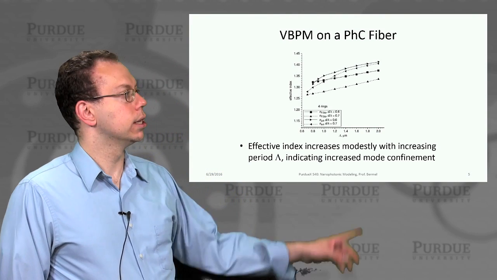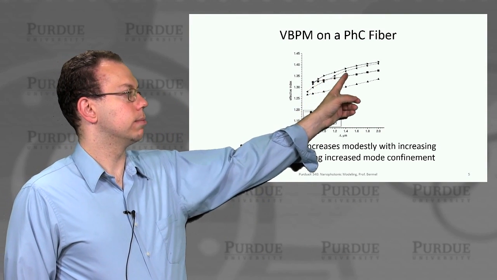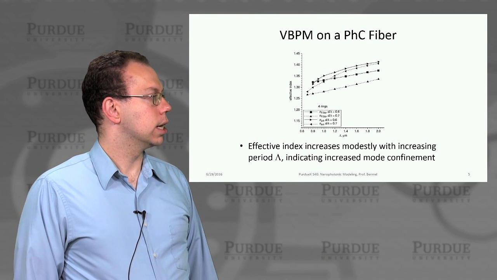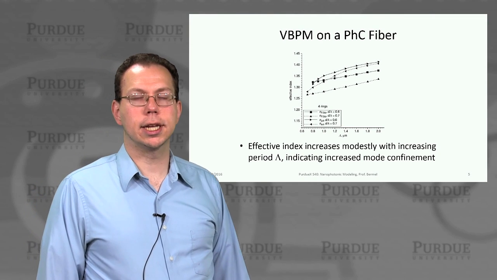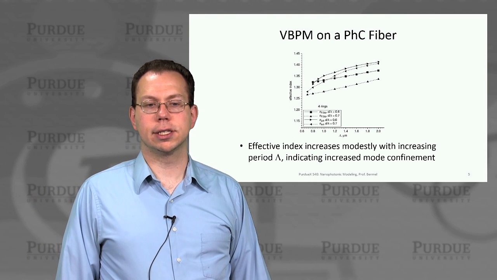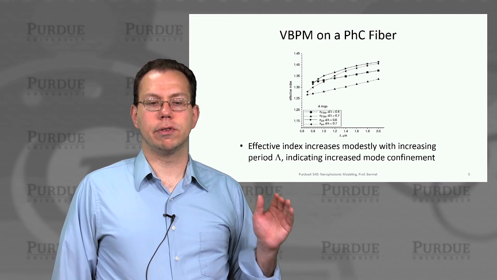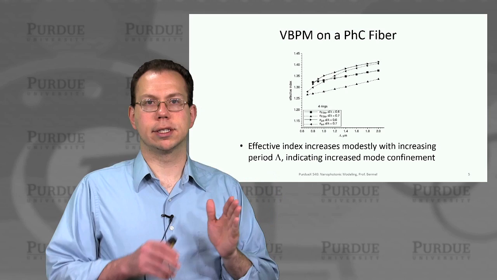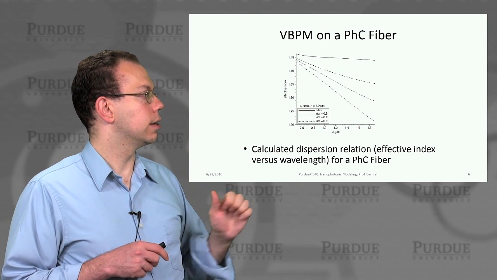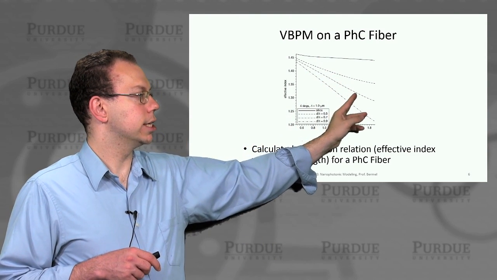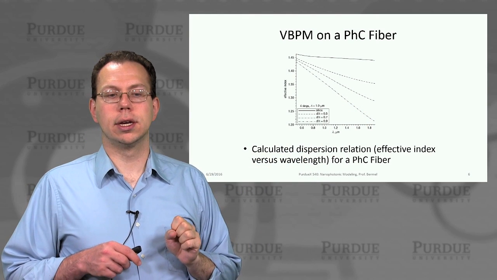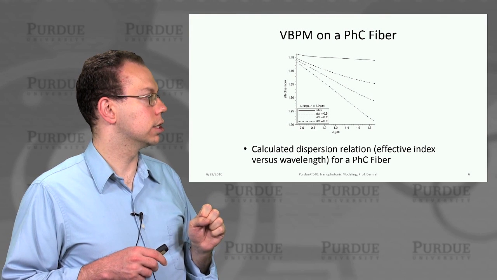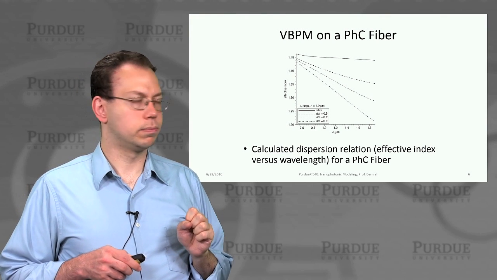And then this is showing how the effective index actually increases modestly as you increase the period. So this is consistent with our previous result on the loss, but it's just showing that if you have an increase in the effective mode index, then there's more confinement in the other directions. And then finally, you can see that the dispersion relation, the effective index, is actually increasing quite consistently as a function of the wavelength lambda.